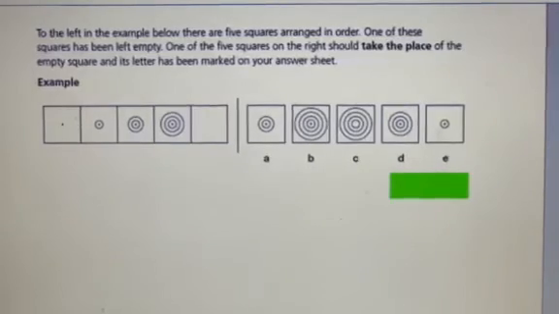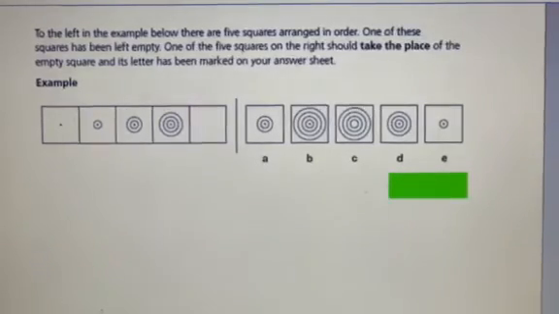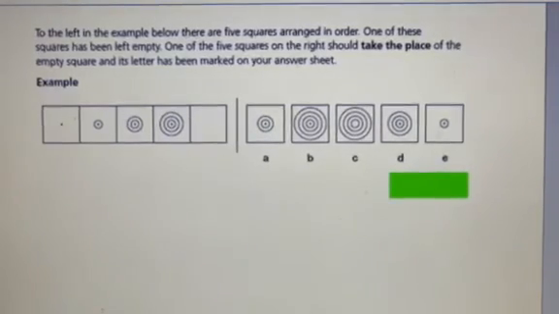Again, an example, so the next one will be after it. This time to the left, in the example below, there are 5 squares arranged in order. One of these squares has been left empty. One of the 5 squares to the right should take the place of the empty square, and its letter has been marked on your sheet. So you just need to decide what letter it's going to be. Have a look at the pattern. What is happening from the first box up until the 4th box, and which one of those will be the right shape to go in the empty box? You might need to do some counting.